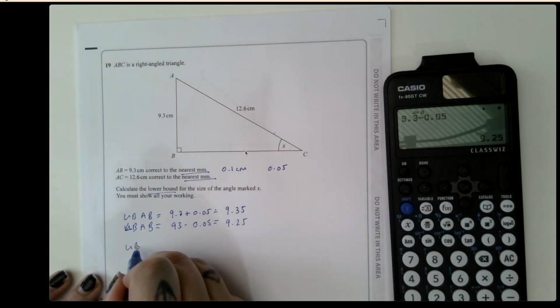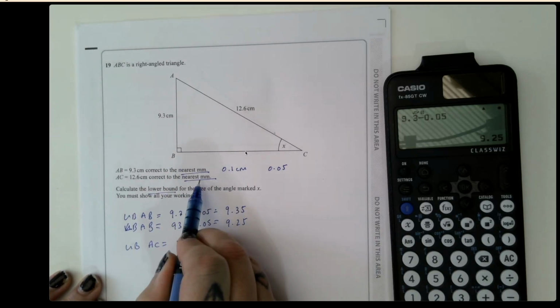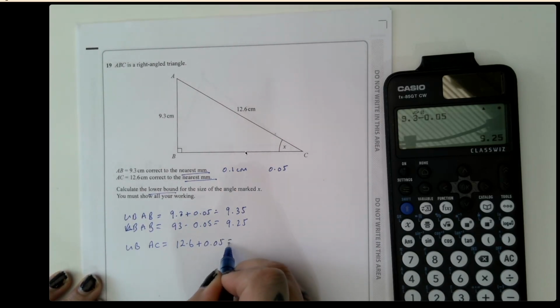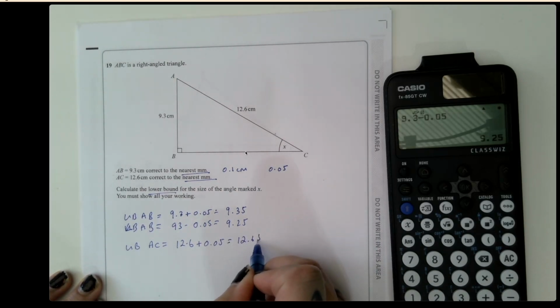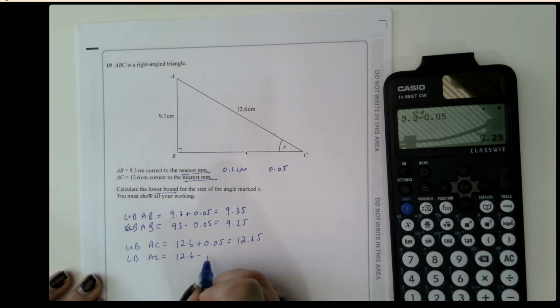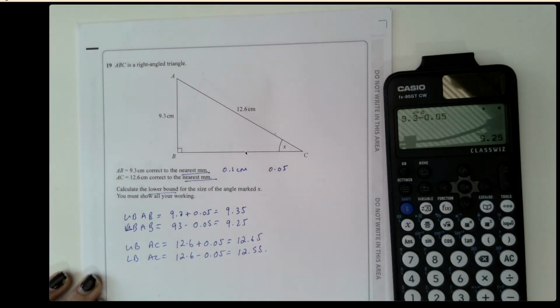We're going to do the same for the length AC. So the upper bound of AC is going to be 12.6. Again, it's the nearest millimetre. So 12.6 plus 0.05, which is 12.65. And then the lower bound of AC is 12.6 subtract 0.05, which is 12.55.